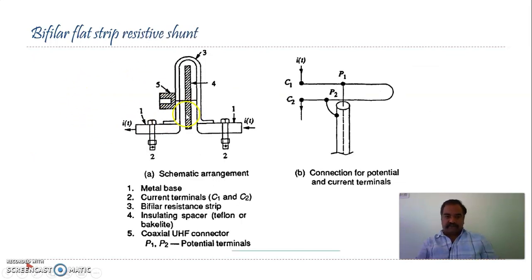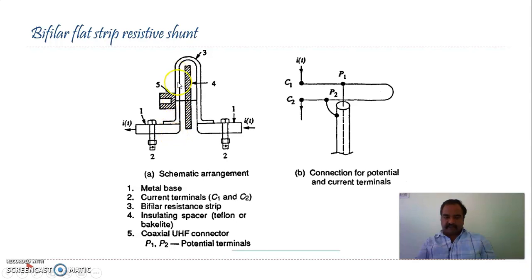See, this is your third one. This is your bifilar strip design, if you carefully see. Which means that your shunt, this is a complete shunt. 1 and 3, they form your shunt. 1 is your metal base to which these terminals will be connected. See, 2 indicate the current terminals, C1 and C2. 1 is a metal base to which your material is being connected, the bifilar strip.